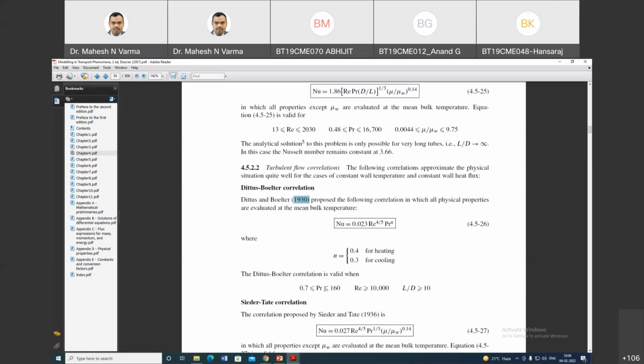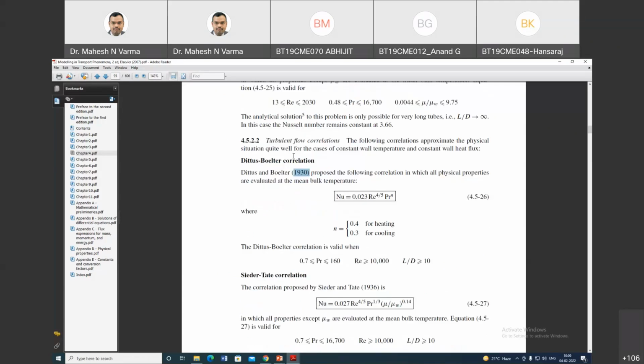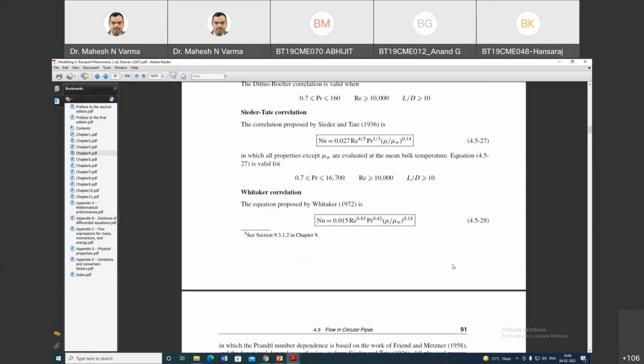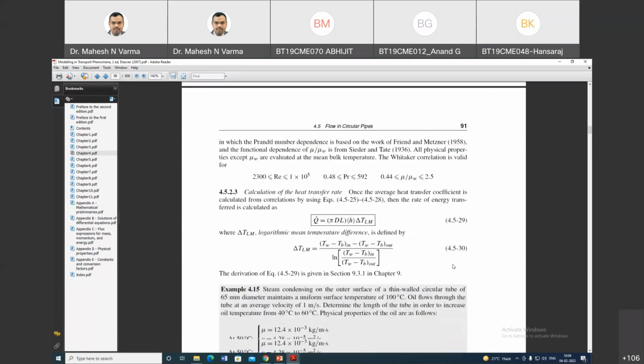And these are remaining limitations. So this is, you can say, the Dittus-Boelter correlation. Sometimes you can use both. That is your choice, so you can use either this or this. Based on the limiting value, you can use the limiting value for design actually.